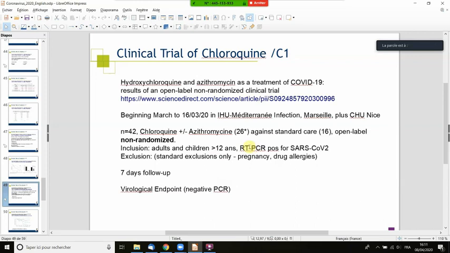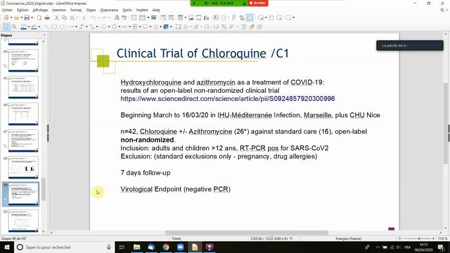The exclusion criteria were just standard: no pregnant women, no drug allergies, this kind of stuff. This was true for all the other studies, but in the Marseille study, they didn't really have any exclusion criteria relating to the severity of the infection when they started the study. So that was pretty open inclusion criteria.